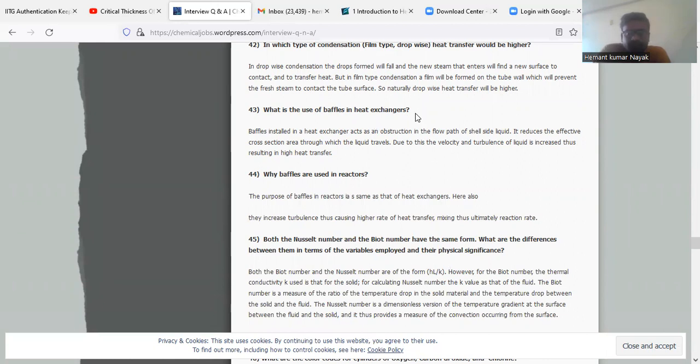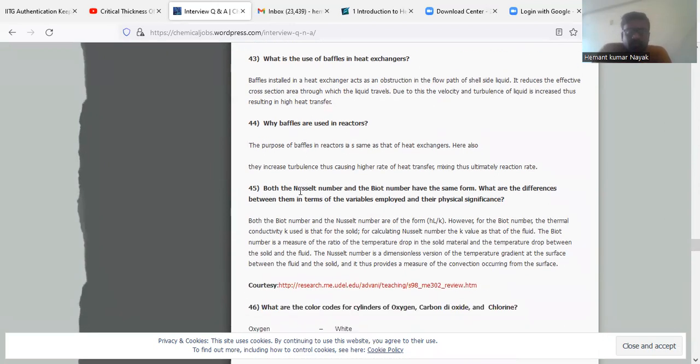What is the use of baffles in a heat exchanger? Baffles installed in a heat exchanger act as an obstruction in the flow path of the shell side fluid. They reduce the effective cross-sectional area through which the liquid travels. Due to this, the velocity and turbulence of the liquid are increased, thus resulting in high heat transfer.